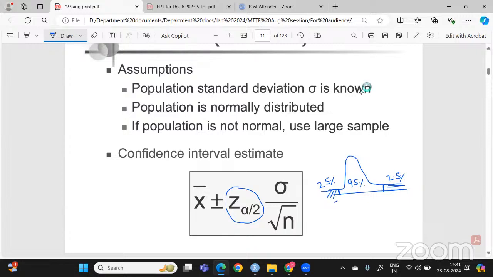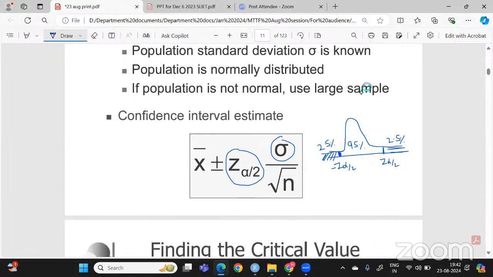Okay, so here Z alpha by 2 is that critical point that segregates this part from this remaining part. Minus Z alpha by 2 and Z alpha by 2. So that's why we have Z alpha by 2. And sigma upon √n is the expression for the standard error when the sigma is known to us. So when you put the values in this expression, you will get the confidence interval for the population parameter.